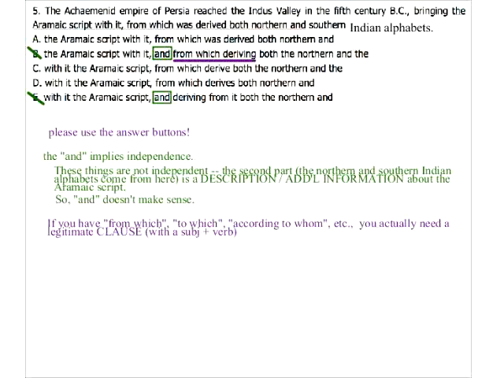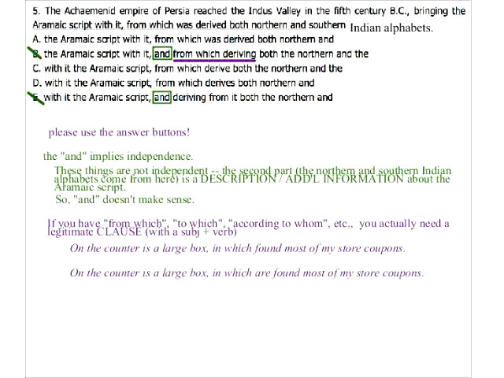So if you say, for instance, "On the counter is a large box in which found most of my store coupons." "On the counter is a large box in which are found most of my store coupons." "On the counter is a large box in which you can find most of my store coupons."